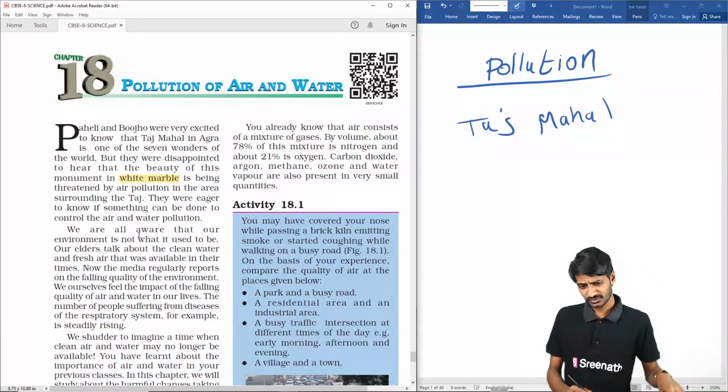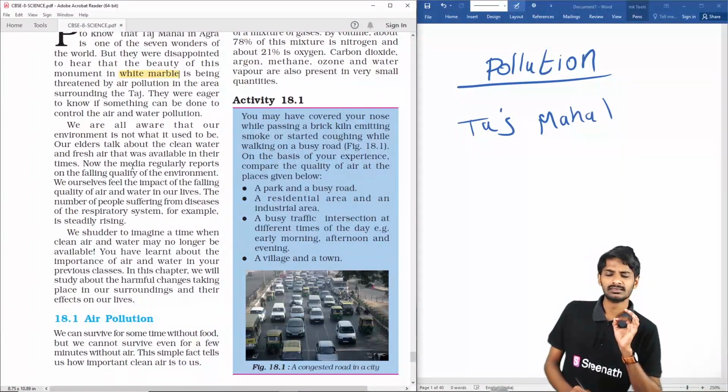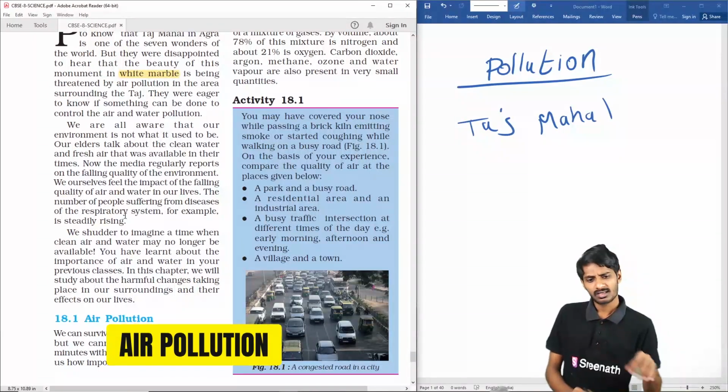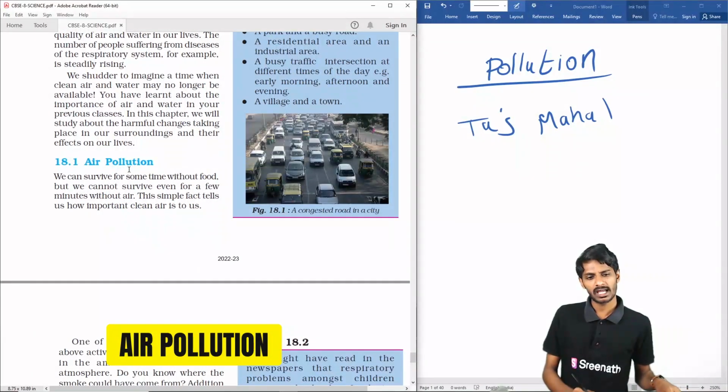Okay, friends. Thus the air pollution is making life on the earth impossible, and also affecting the buildings. Okay, students, and the beautiful ornaments also, students. Okay, so now we'll discuss what air pollution is.